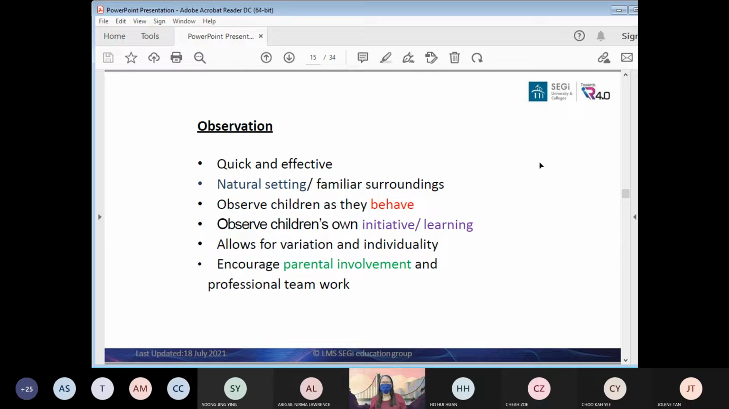Natural setting means the place whereby you don't purposely go and make up the place. The children always play there, the children are always there. You use the same place whereby they are familiar. You don't have to purposely do it. Get it?